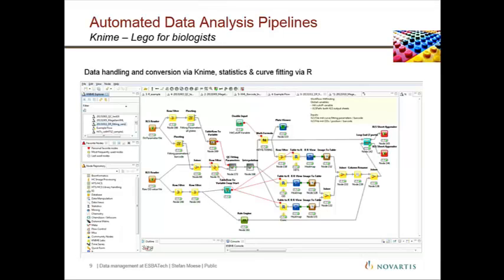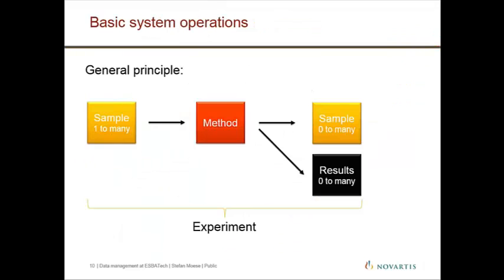So some more general things we had to consider, which is: what is the system supposed to do? Some of the stuff is really trivial, but of course, you need to really define what you want to have. And a general principle we said is that typically you have a sample and then a method, and this method generates new samples, and it also might generate results.